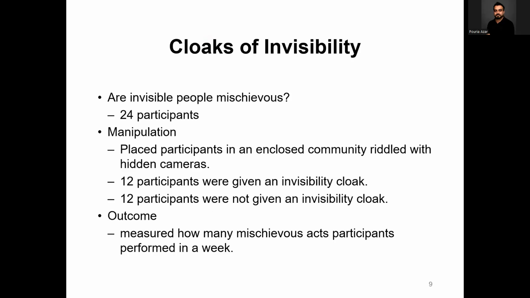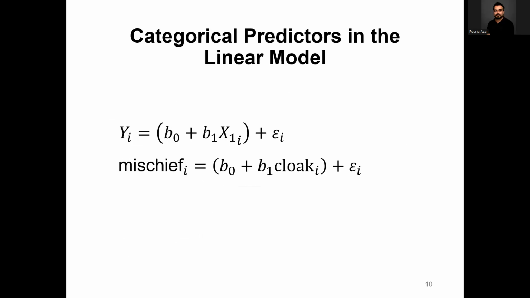I have 12 participants who were given an invisibility cloak, and 12 participants were not given an invisibility cloak. So my outcome, or my dependent variable, is measuring how many mischievous acts participants performed in a week. That's my dependent variable. And my independent variable is those two groups, whether they were given an invisibility cloak or not.